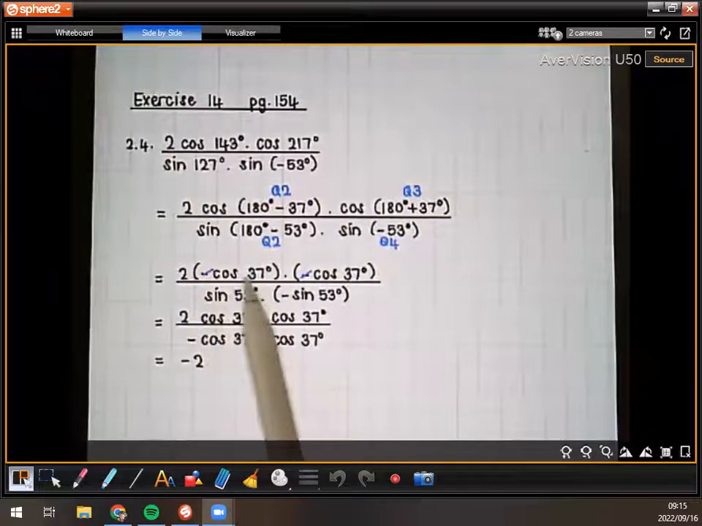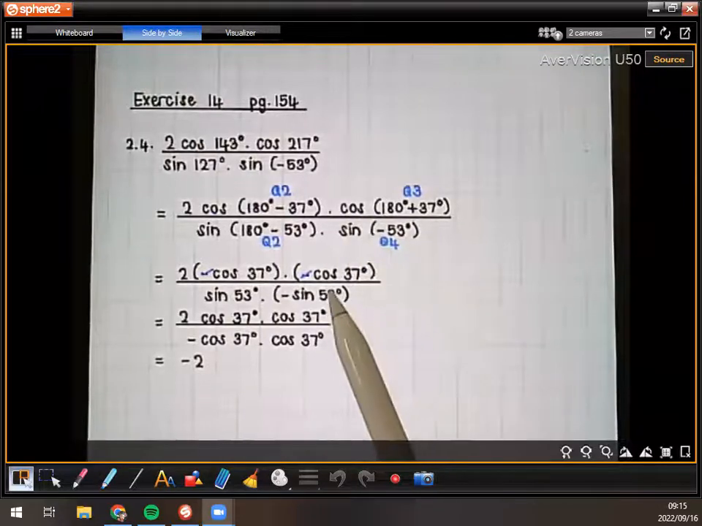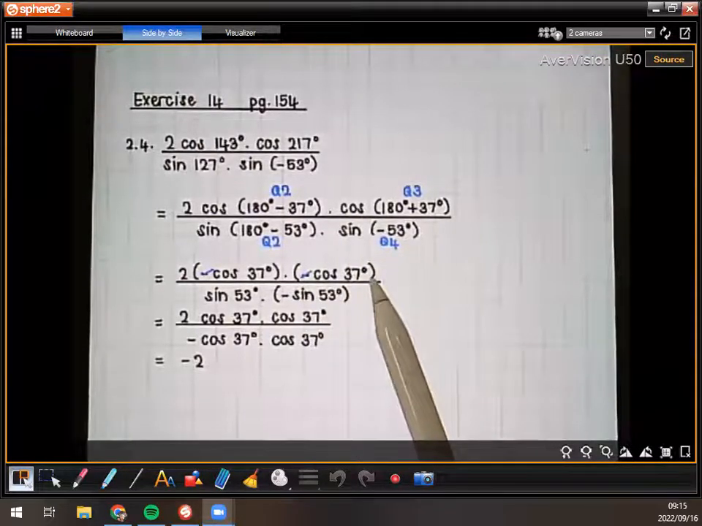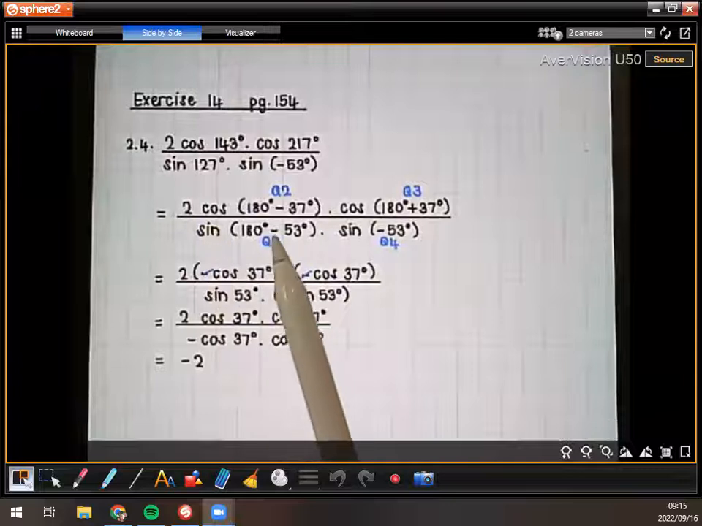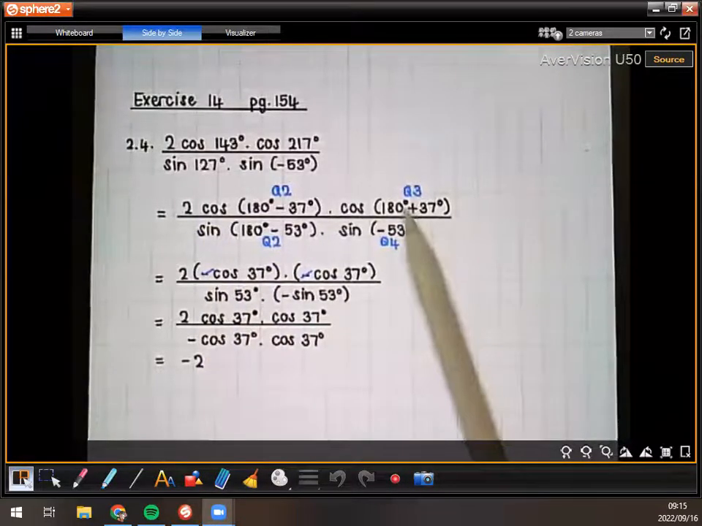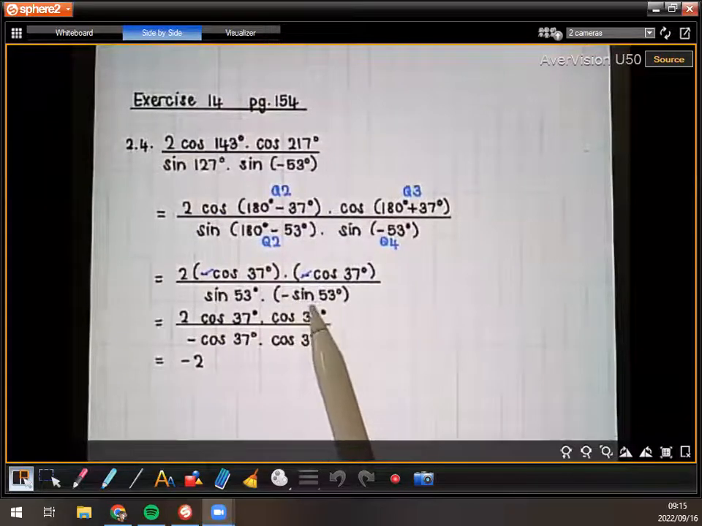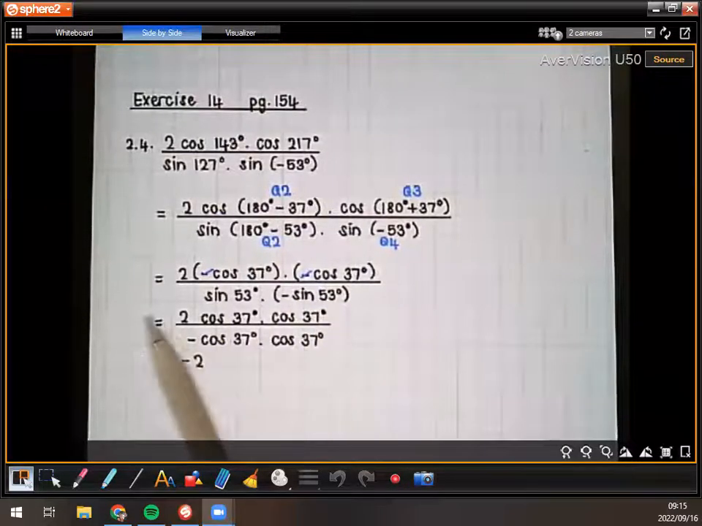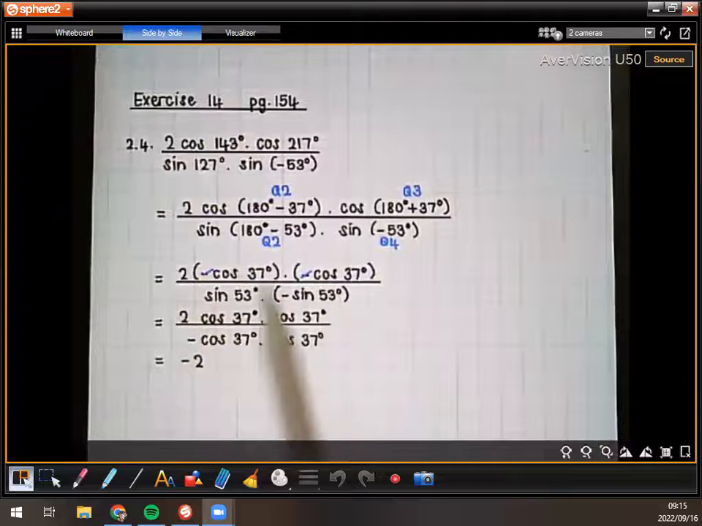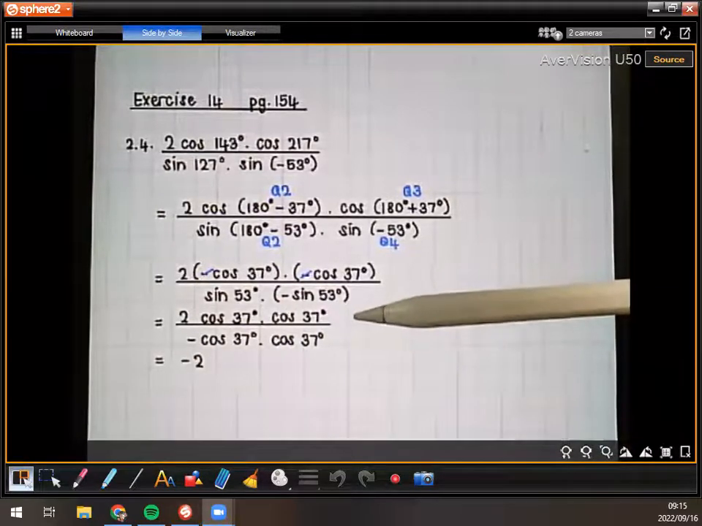So that's negative cos 37. And then cos in the third quadrant, again negative. Right, so another negative cos 57. At the bottom here, sine in the second quadrant is positive. So positive sine 53. What sign in the fourth quadrant? Negative. So negative sine 53. Then guys, I just got rid of my minus basically, and I rewrote my top, my numerator, in the same way.